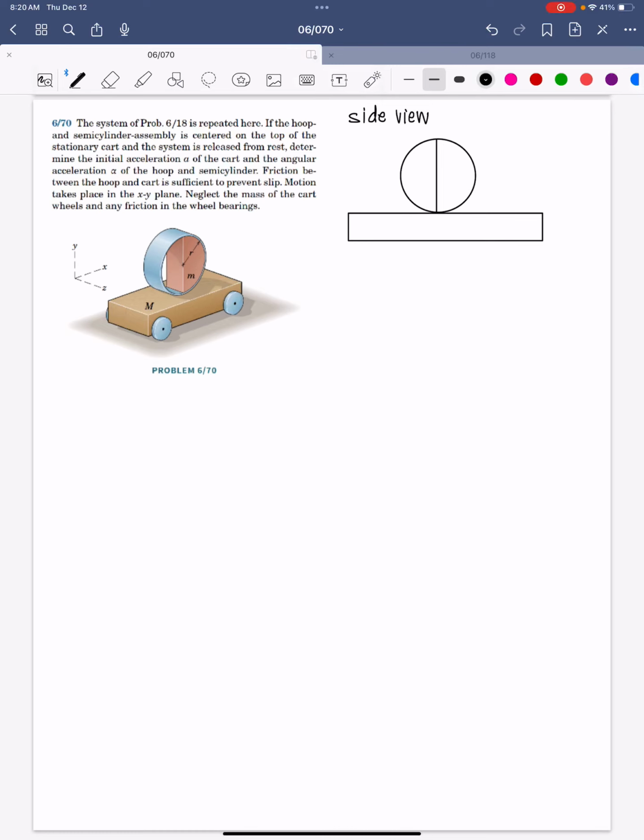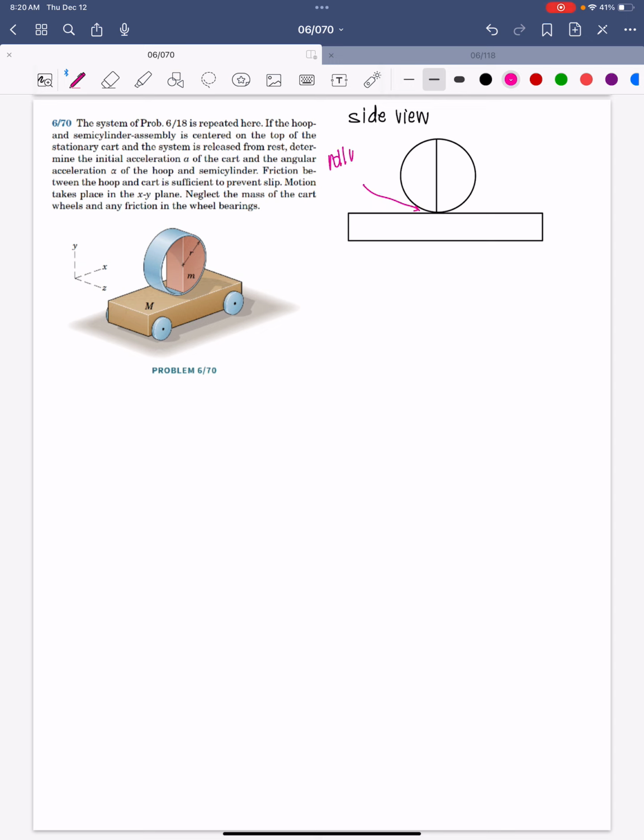The system of a previous problem, this system here: if the hoop and the semi-cylinder assembly is centered on the top of the stationary cart and the system is released from rest, determine the initial acceleration A of the cart and the angular acceleration alpha of the hoop and semi-cylinder. Friction between the hoop and the cart is sufficient to prevent slipping. Okay, so we're rolling without slipping at this point.